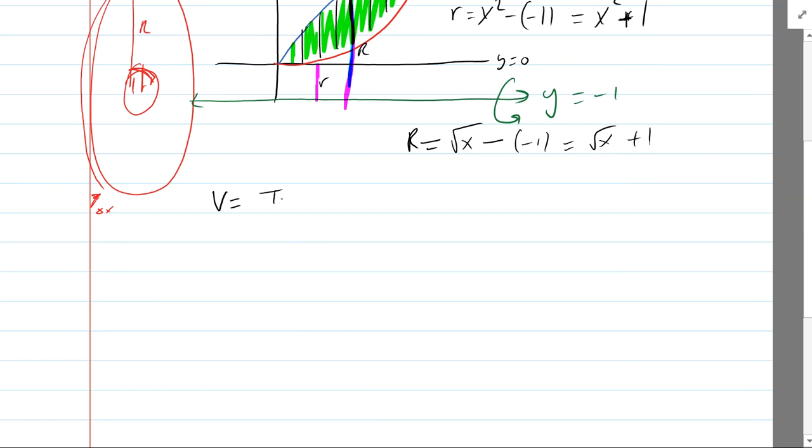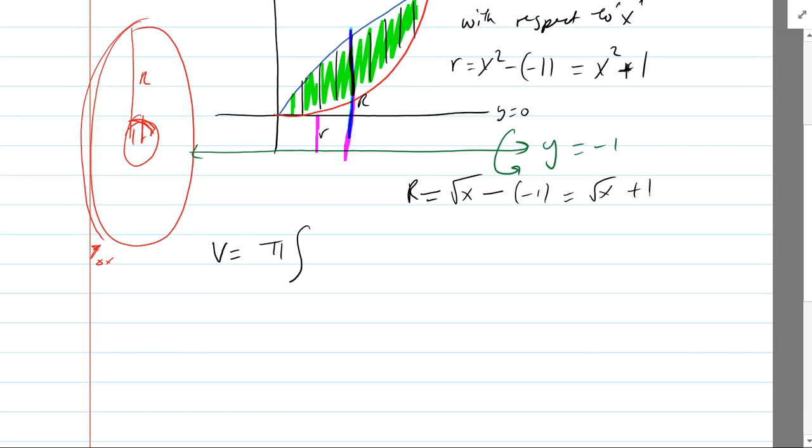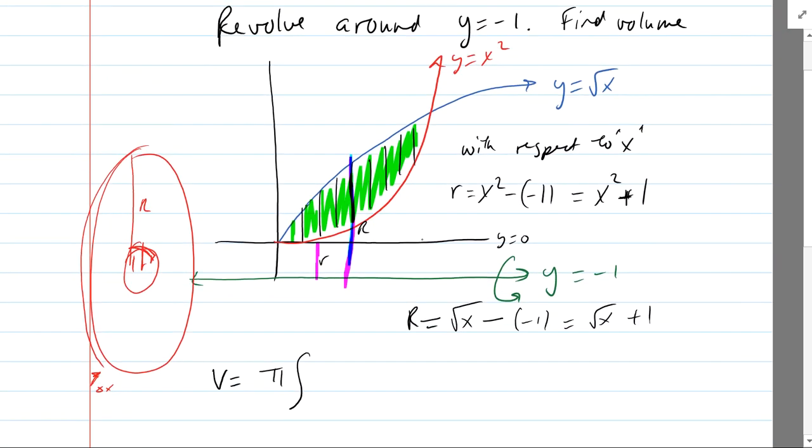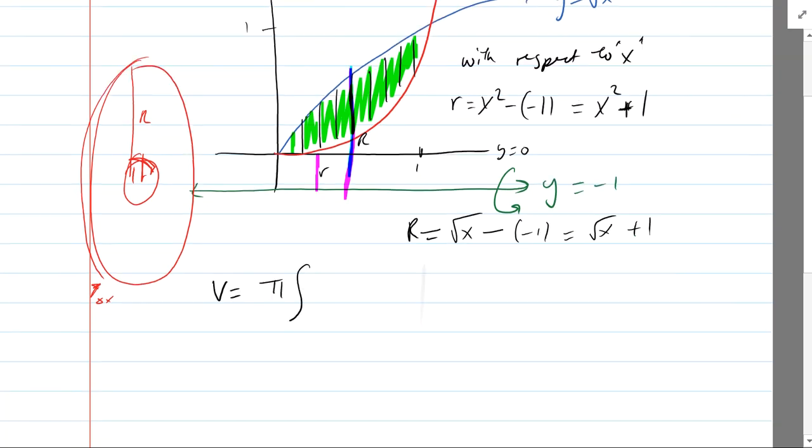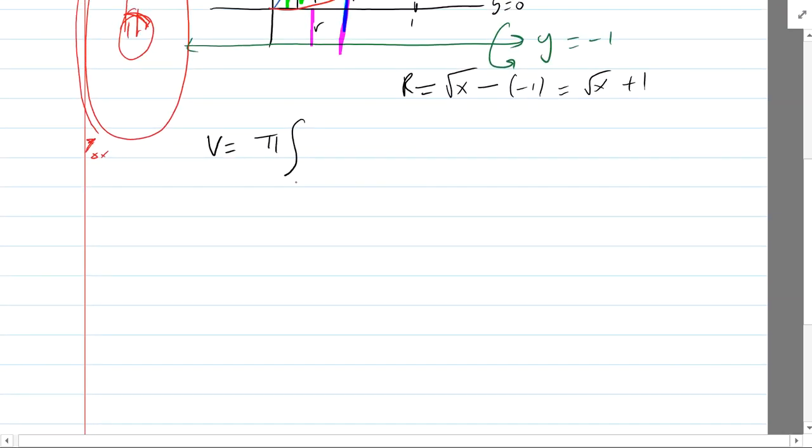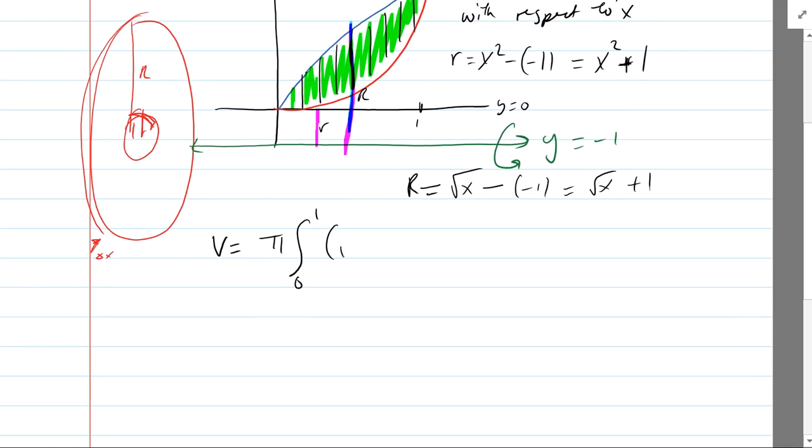equals pi integral. Okay, let's look right here. What are my limits of integration, by the way? What is this value? 1, right? So I'm integrating from 0 to 1 of big R, which is square root of x plus 1, squared minus little r, which was x squared plus 1, squared, dx.